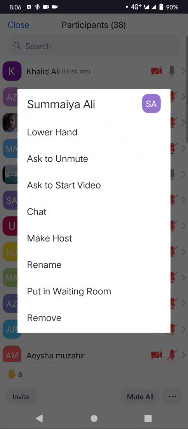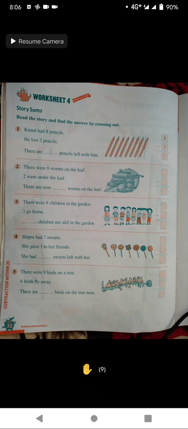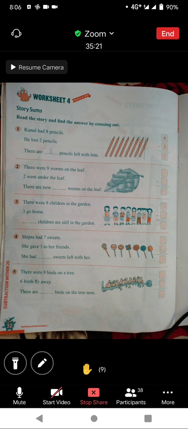Yes, Sumayya Ali. Tell me the clues which I have told you just now, the words which I told you to perform subtraction. Tell me. No, no, no, beta, not this. I wrote some words on the whiteboard. Have you written all? Yes, tell me those.